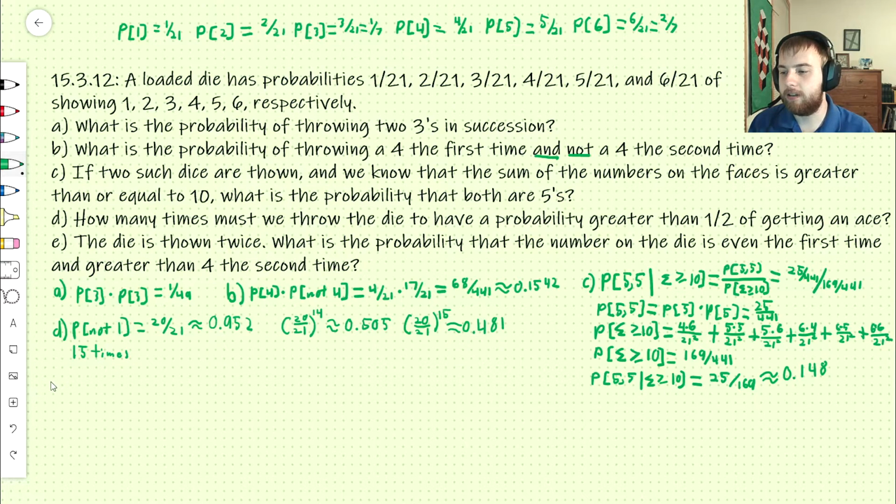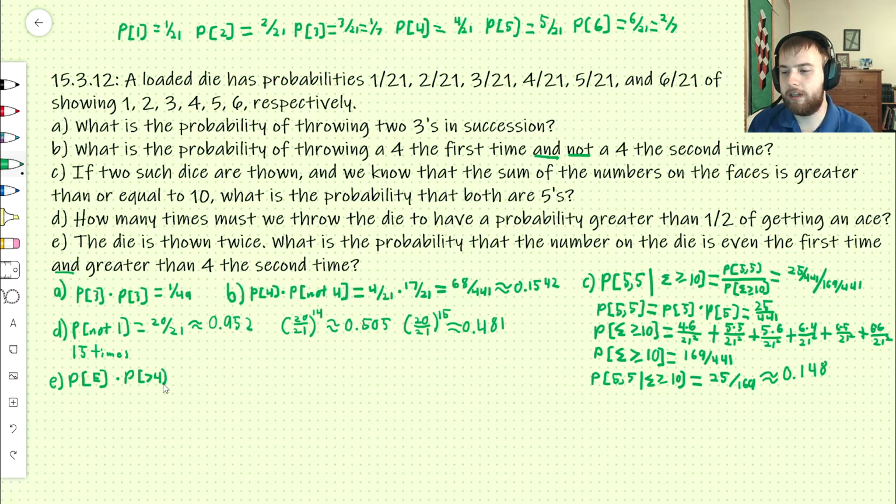Finally, hopefully we can get this before my computer crashes again. The die is thrown twice. What is the probability that the number on the die is even the first time and greater than 4 the second time? This is not so bad. So we're multiplying two things together: the probability of an even times the probability of something greater than 4.